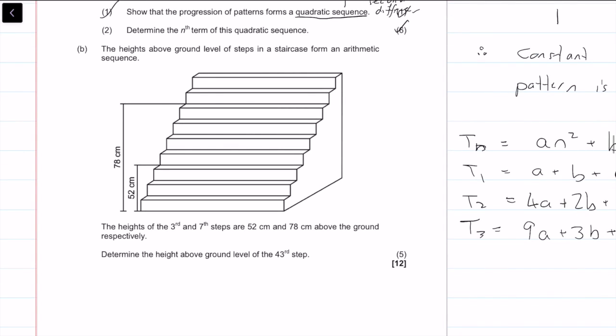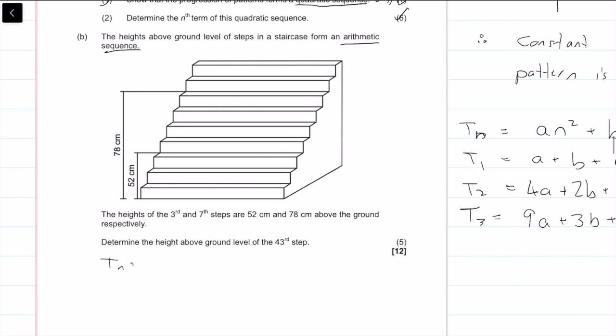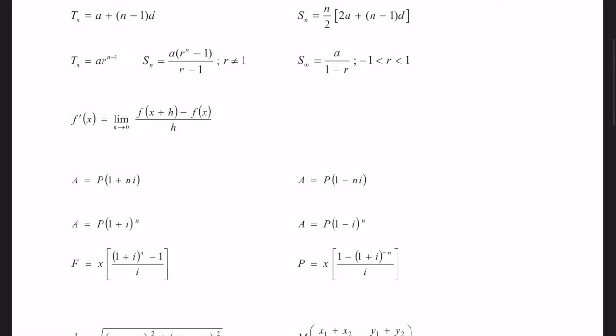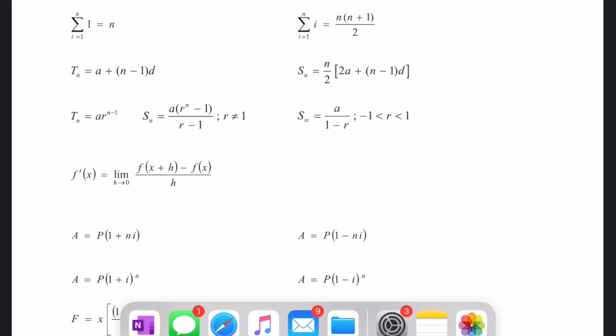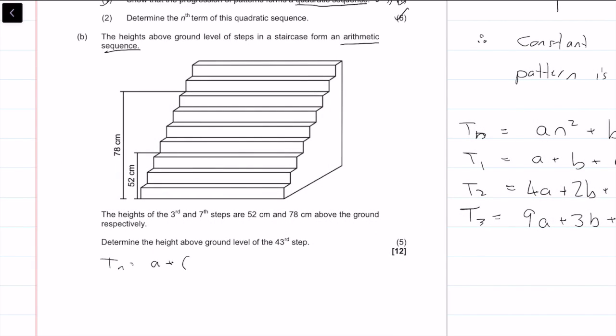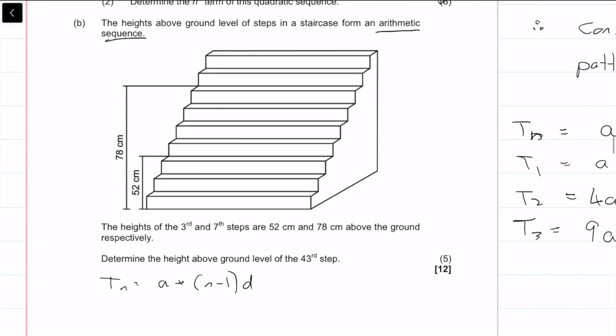Okay, so the height above ground level of steps in a staircase forms an arithmetic sequence. Important to note. So from that we know that Tn equals, let's see our formula sheet, arithmetic, it's this one right here, Tn equals a plus n minus 1 d. So Tn equals a plus n minus 1 d. Okay, that's important to note. The height of the 3rd and 7th steps are 52 and 78.